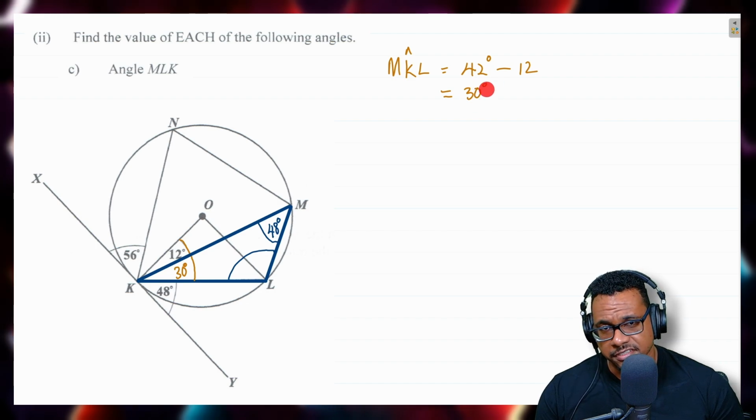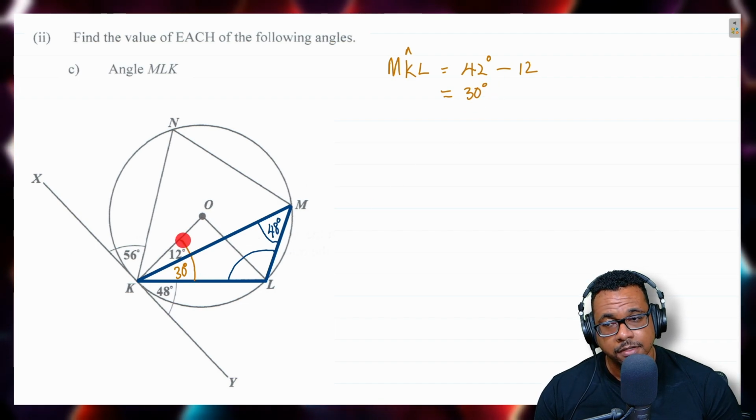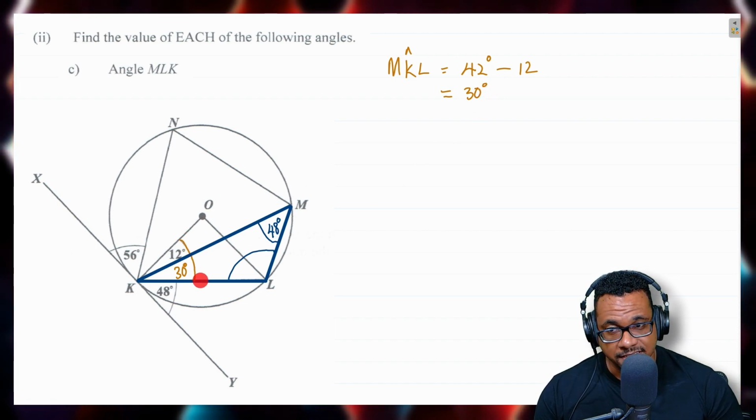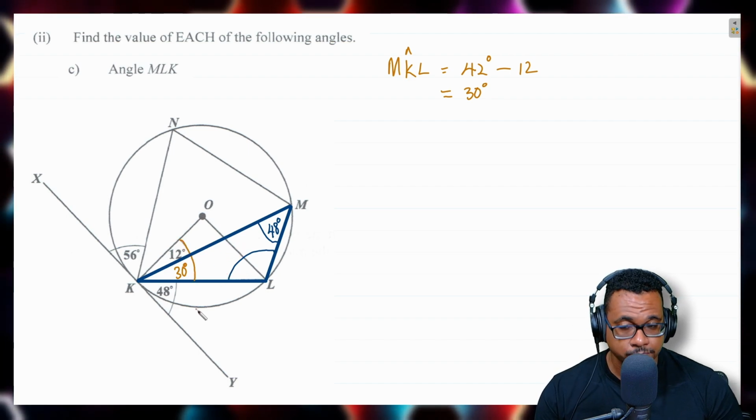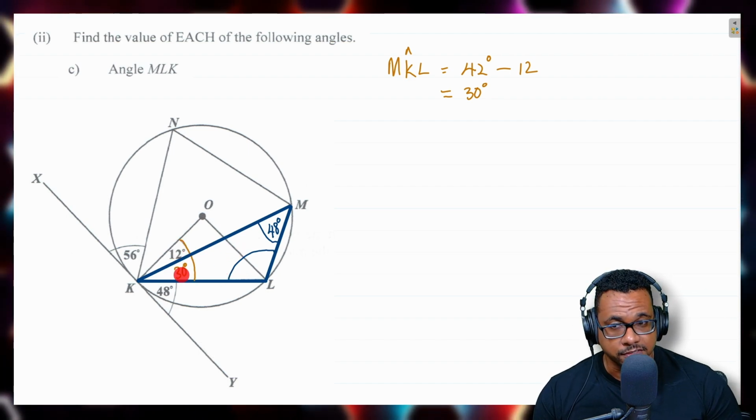We don't have to write any reason for that because we already found this angle. We already said that this was one of the base angles of the isosceles triangle. Across here was 42, so here was 42. So 42 take away 12 gives us 30.